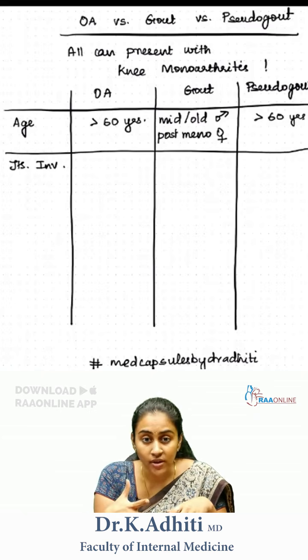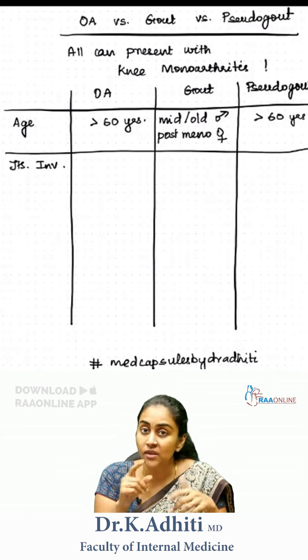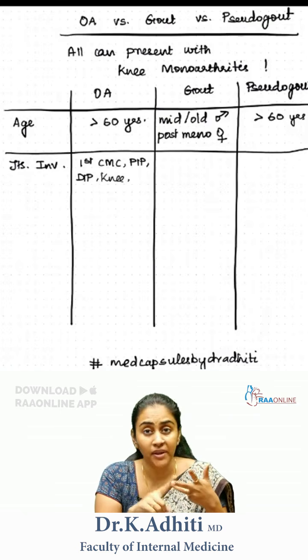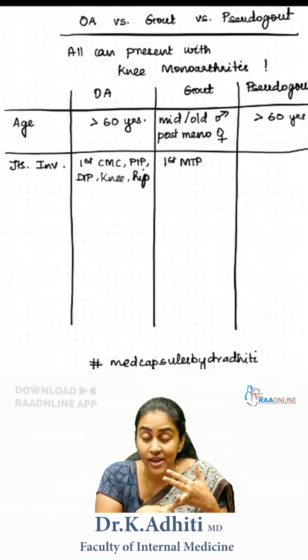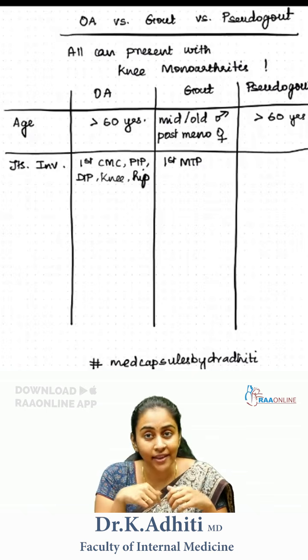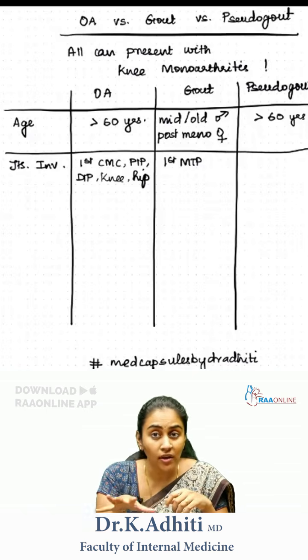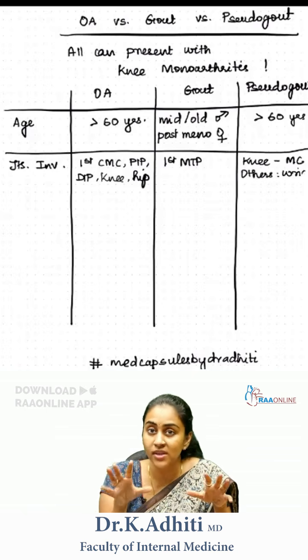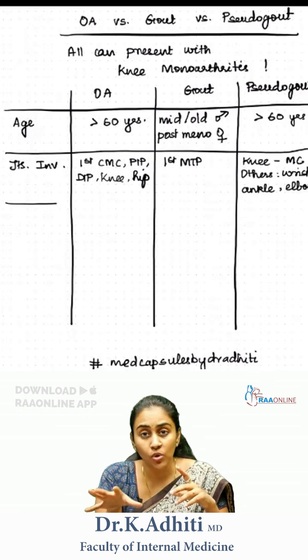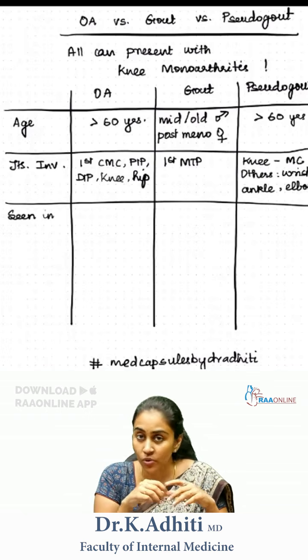When we look at the joints involved, OA is typically seen in the first carpometacarpal joint, the PIP and DIP joints of the hands, and also in the knees and in the hips in the lower limb. When you look at gout, the most common joint to be involved is the first MTP joint. And in pseudogout, the most common joint to be involved is going to be the knee.